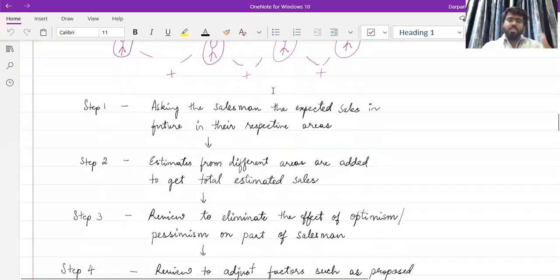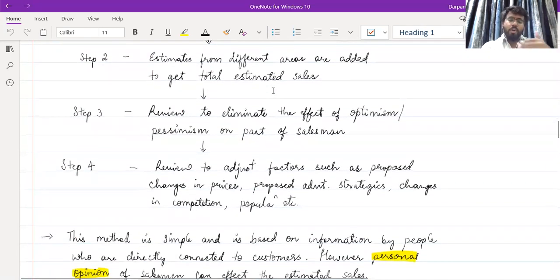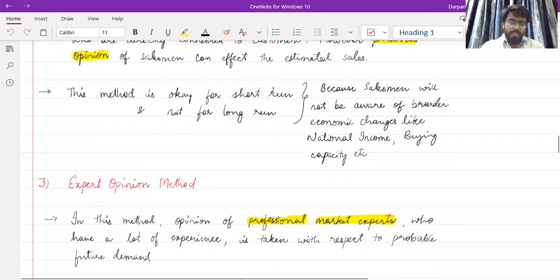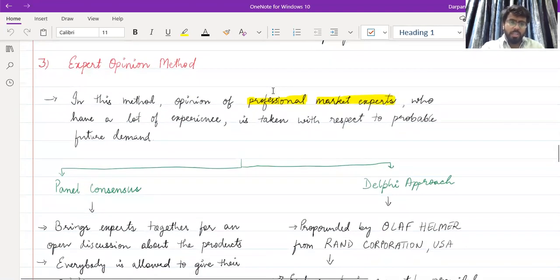There's a procedure where you remove the optimism and pessimism. You take in the other factors which the salesman would not have taken into picture, like the changes in prices or advertisement strategies, right? This is again for short term.